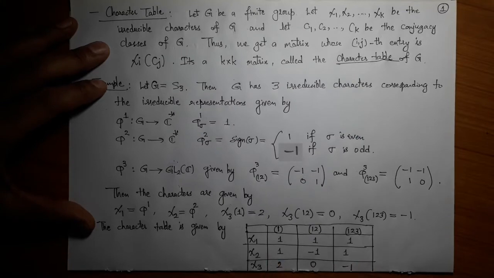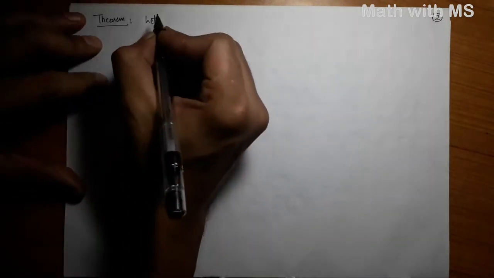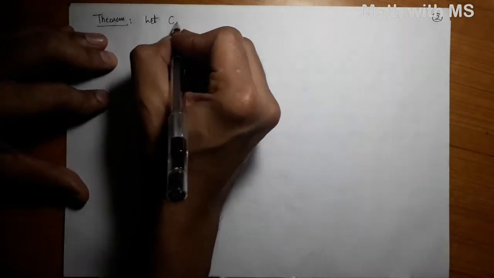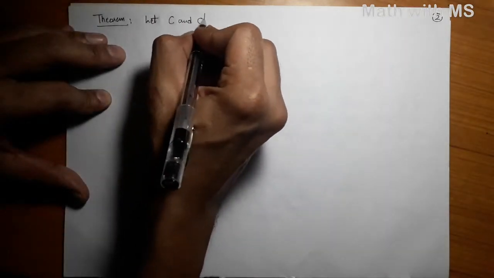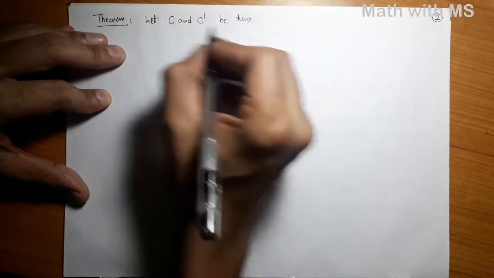In fact, this is a general fact. So let's prove it. Theorem. Let C and C prime be 2 conjugacy classes of a finite group.